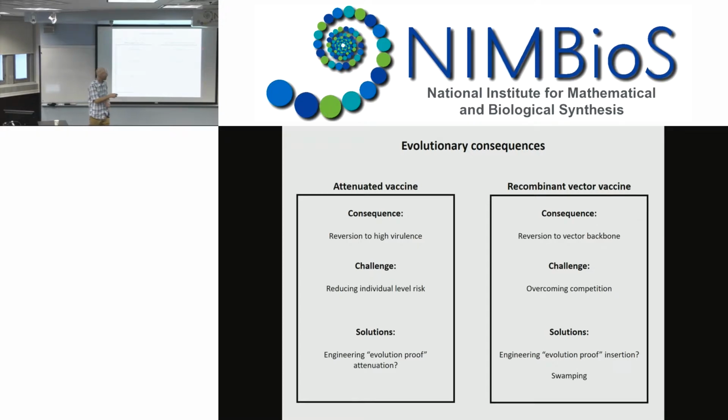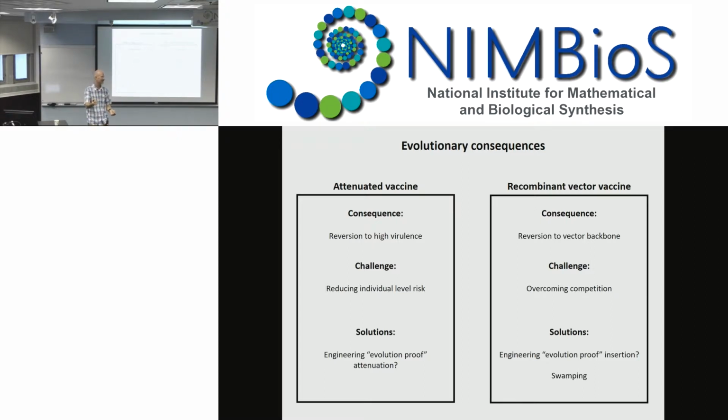The problems for a recombinant vector vaccine are very different. Here, individual level risk is super low. So it's not really, at least as we've envisioned, I mean, there may be possibilities we haven't considered. But in the basic design here, if it kicks that antigenic region out, you just got free vector, there's no problem. The problems here, though, are more like, how do we actually implement this?